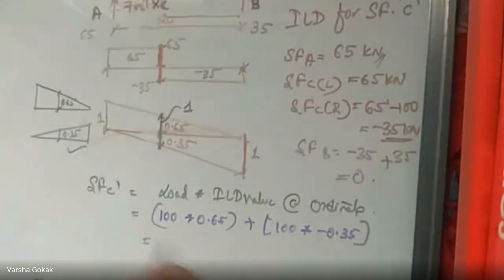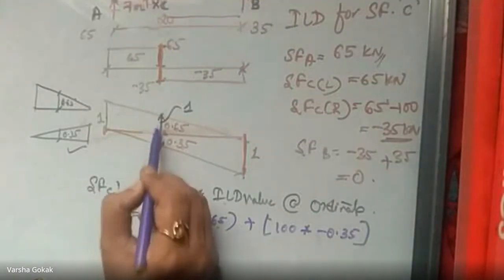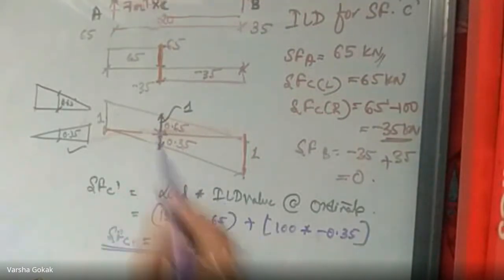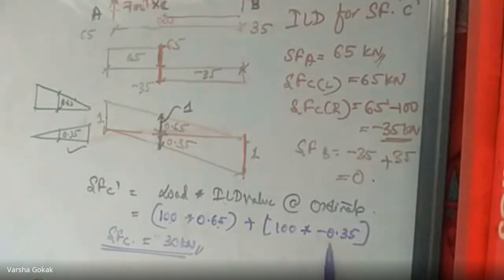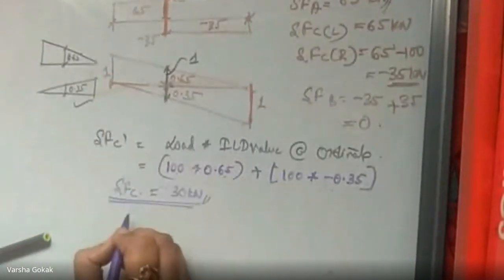Okay, calculate this. This is going to be 65 minus 35. How much? 30 kilonewtons. So this is your shear force at C. Okay, shear force at C, 30 kilonewtons based on this formula, load into ILD value of the ordinate, right? So 100 into positive 0.65, that is this part, and 100 into, both have to be accounted, no, two ordinates are there, so minus 0.35, right? So this is the shear force at C, that is 30 kilonewtons.